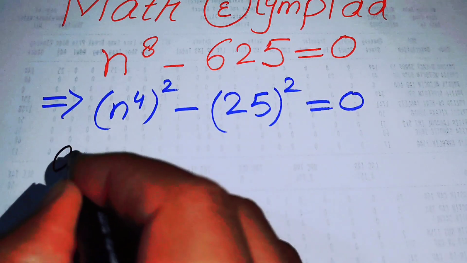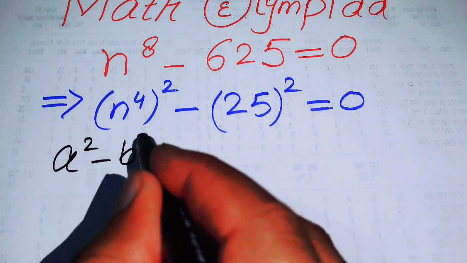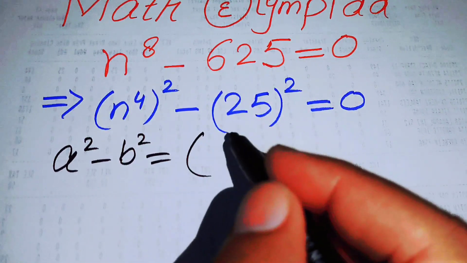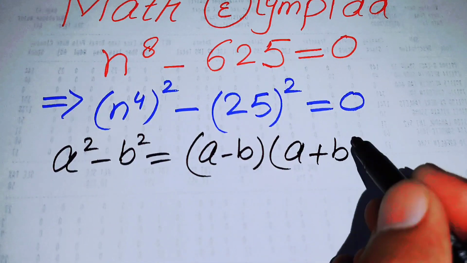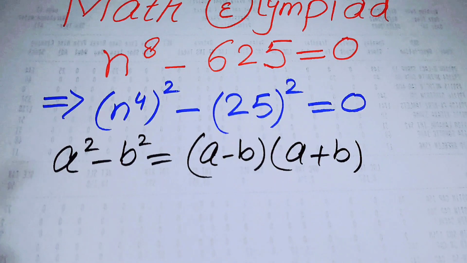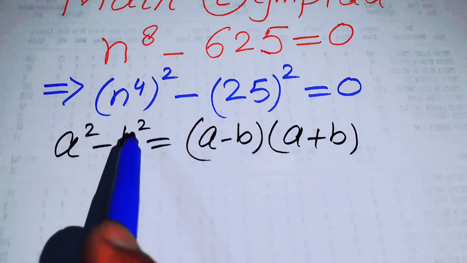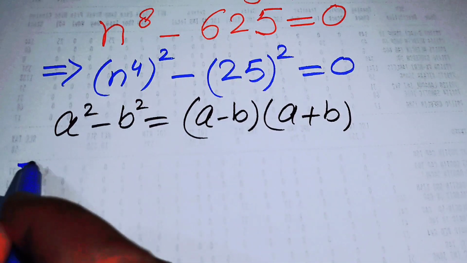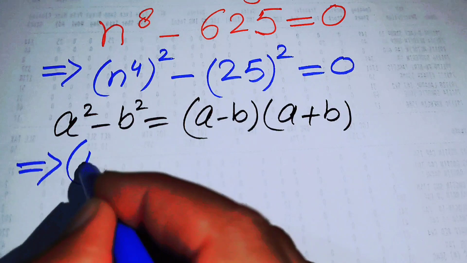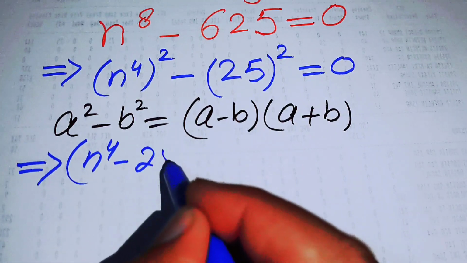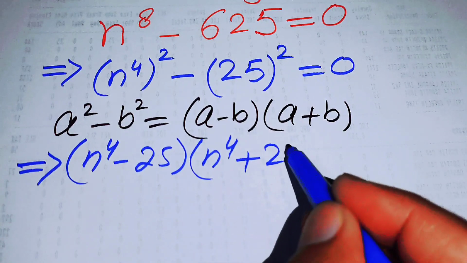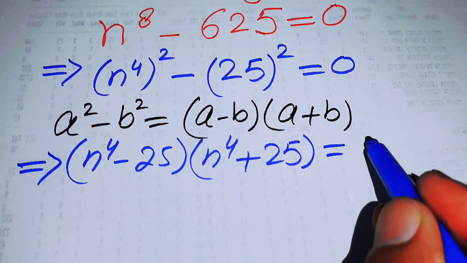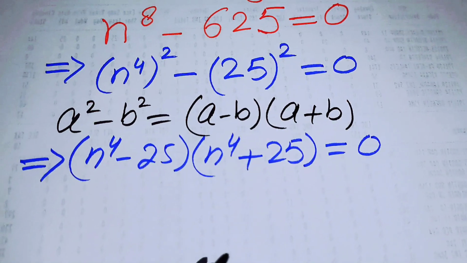If we have a squared minus b squared, it is equal to a minus b times a plus b. So now we will use this nice formula. So the above equation will be written in the form of n to the power of 4 minus 25 times n to the power of 4 plus 25, and this whole equation is equal to 0.